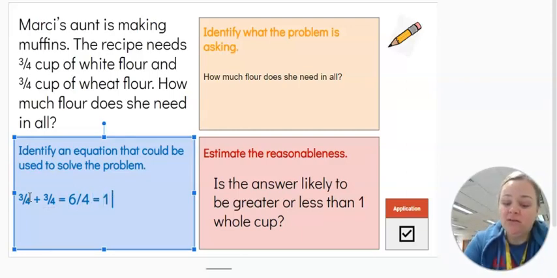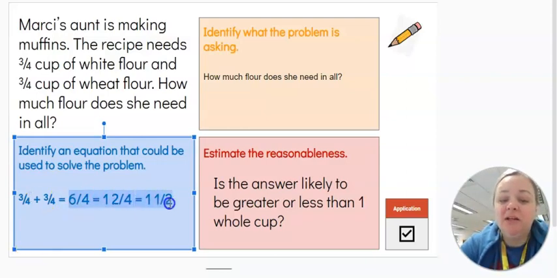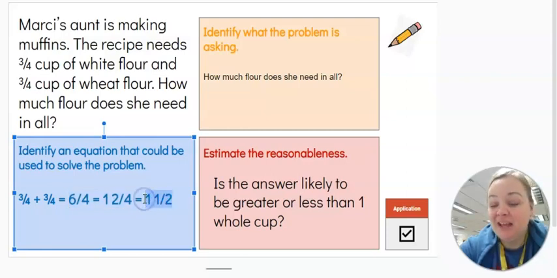or I can say that's 1 whole and 2/4, which is the same as 1 and 1/2. Whoops, 2 is half of 4, so I could say 1/2 as well. So any of these answers would be acceptable if you were responding to this on a test or on an assignment: 6/4, or 1 and 2/4, or 1 and 1/2. And as we see here in the end, this is greater than 1, and it's a whole half cup more, or 2/4 of a cup more than 1 whole cup.